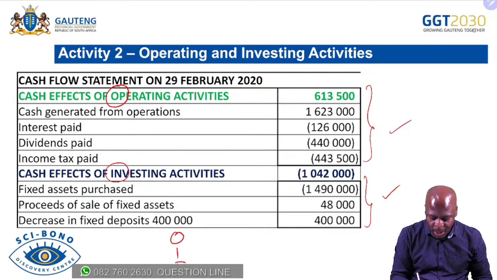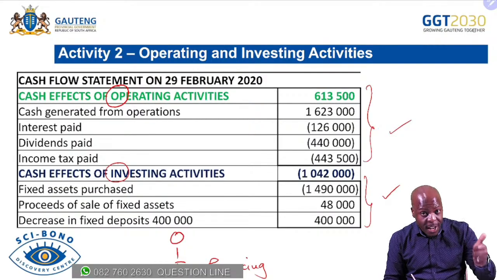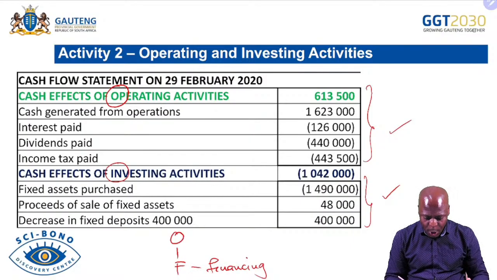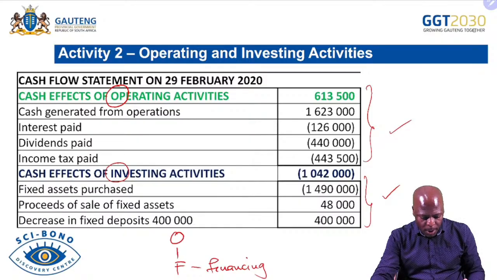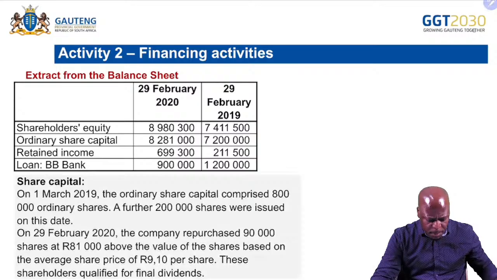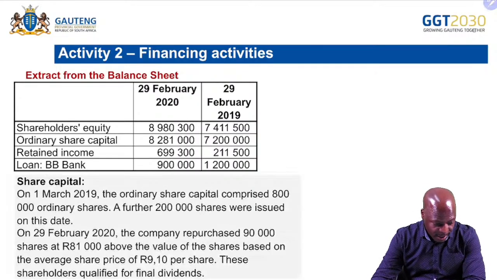Okay, let's quickly go. Do you still remember what I said about financing? 2 aspects as well. You remember which ones? Shares and loans. Thank you. Let's quickly go now to our financing activities. The information that we have here is pertaining now to our shares. Let's hear what they are saying.